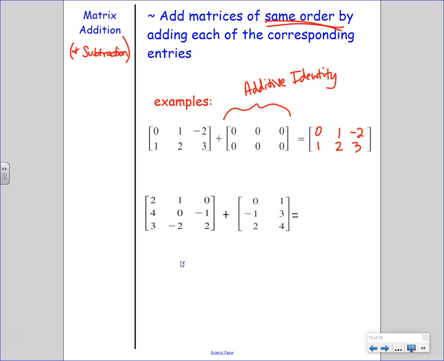Okay, let's add. 2 plus 0 is 2. 1 plus 1 is 2. It's impossible to add matrices that are not of the same order. This is a snazzy notation for an empty set, a set with nothing inside as far as the answer, which is the same thing as impossible, no solution, DNE. The addition cannot be done.